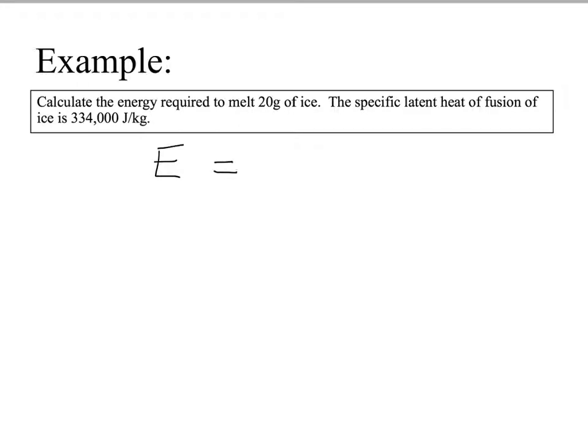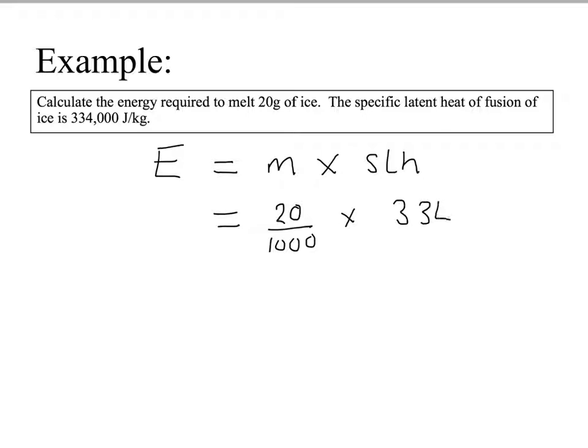First thing you do then is write out the equation. Energy is mass times the specific latent heat. And the next thing, we substitute in our values. Now, my mass is given in grams. I actually want it in kilograms. To get my mass from grams into kilograms, I need to divide it by 1,000. I'm multiplying that by the specific latent heat, which is this value up here. And that's 334,000.